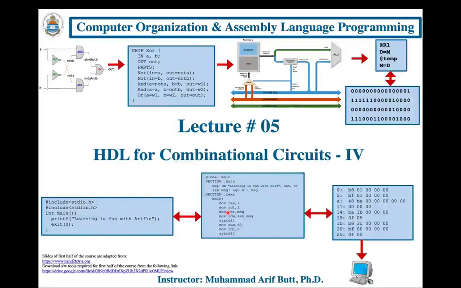I'm Arif and I welcome you all to the fifth video lecture on the subject of computer organization and assembly language programming. The title of today's session is HDL for Combinational Circuits Part 4.